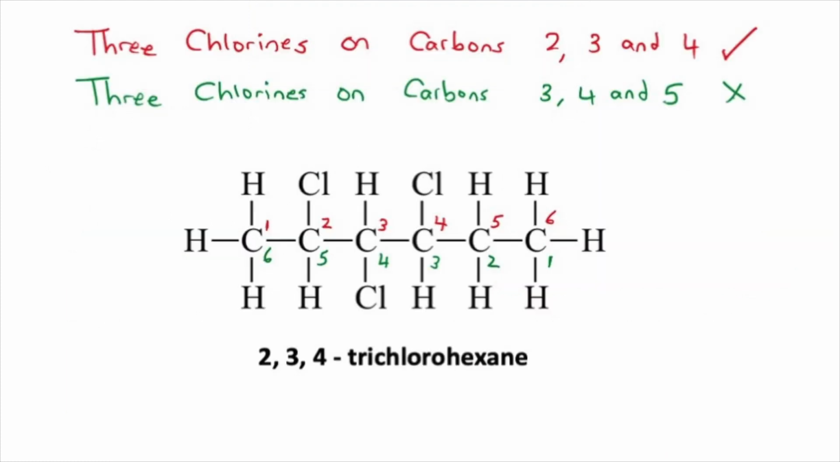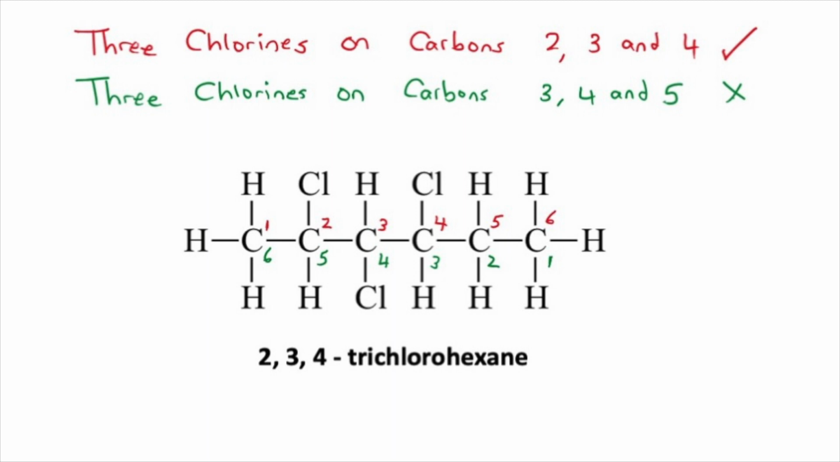So now let's look at another example. In the compound we've drawn here, there are 6 carbons in the longest chain. So this compound is going to end in hexane when we come to name it. If I number it left to right, as I've done in red here, the substituents, the chlorines, are on carbons 2, 3 and 4.